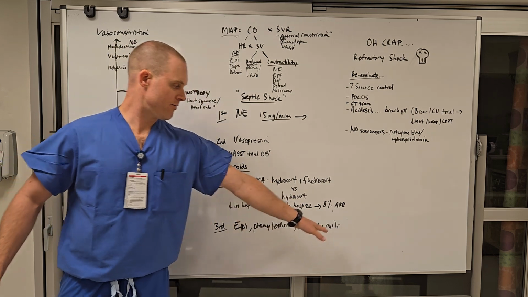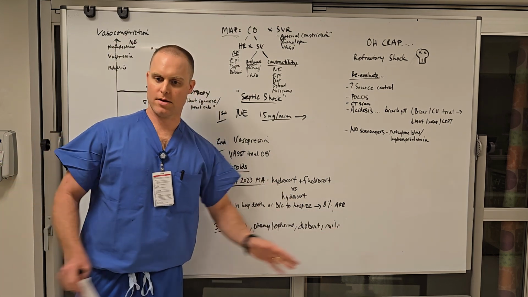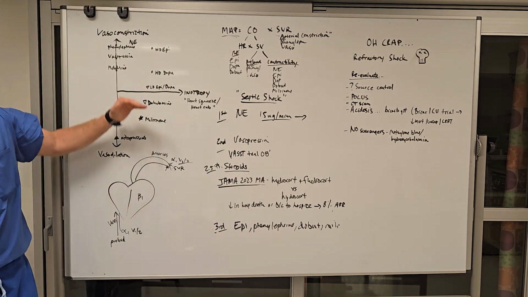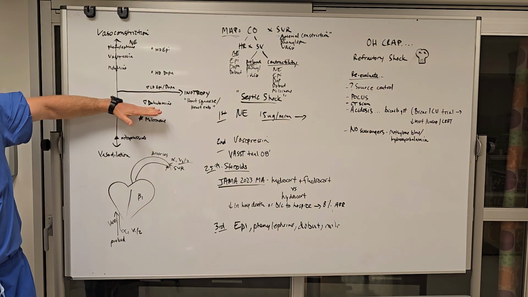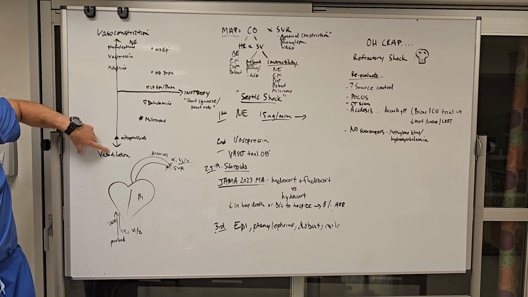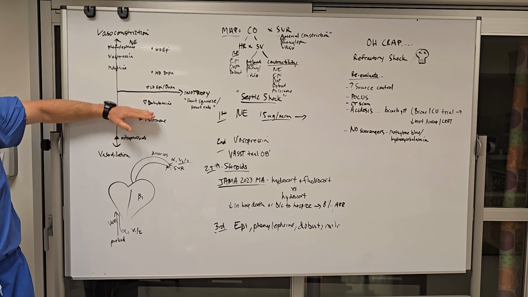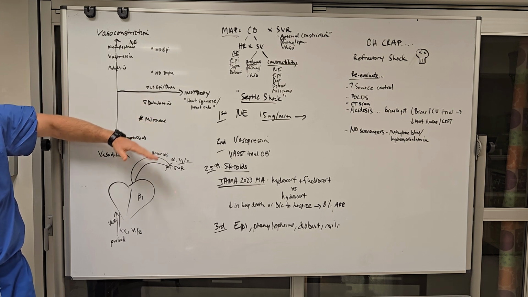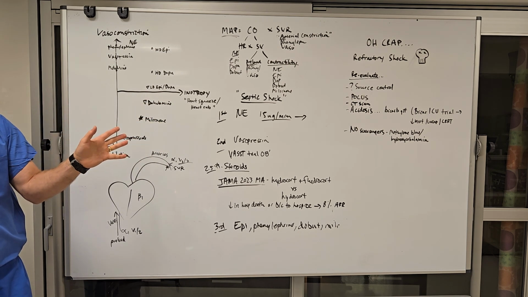Milrinone can be good, especially if you also have pulmonary hypertension. It can improve that and improve your squeeze. But again, with these other things, you might be limited by vasodilation and hypotension because these are inodilators. They're going to drop your pressure a little bit, increase your squeeze, but cause you to vasodilate.